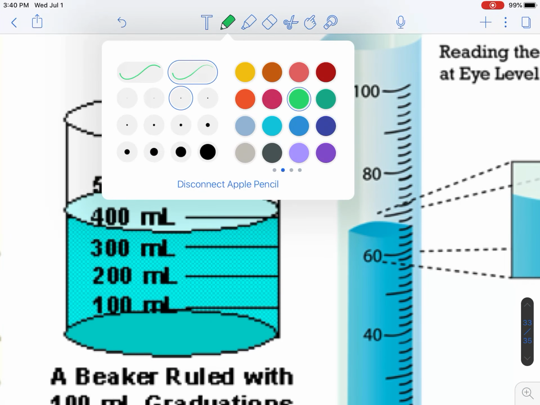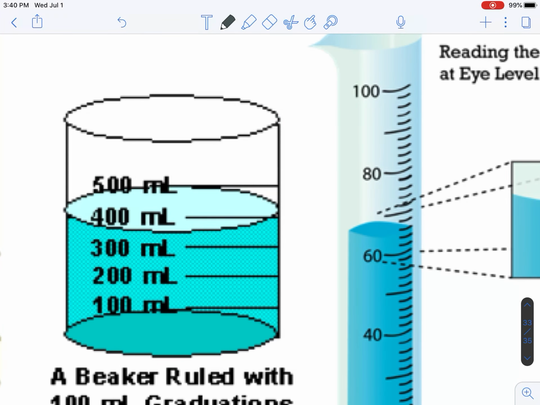Next, whenever you have a fluid, it's going to have a meniscus curve. Now, these bend downward. Some of them curve upward. But wherever you go, you take the lowest part of the meniscus curve, and that's going to be your measurement. So we would make our measurement here. Well, what do we know about this? We know the answer is somewhere between 300 and 400 milliliters.